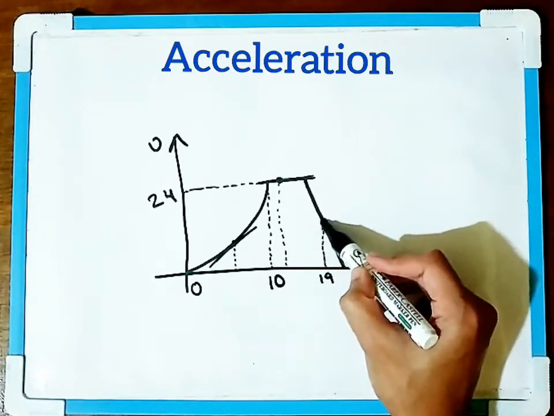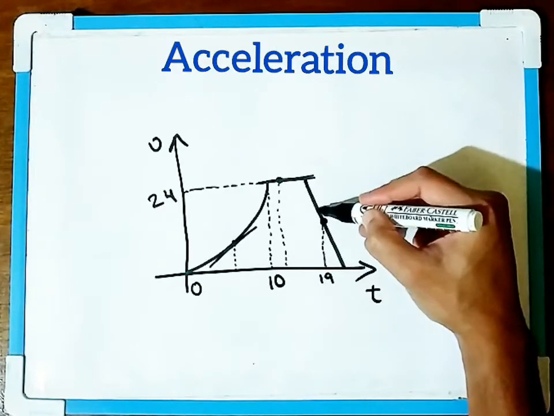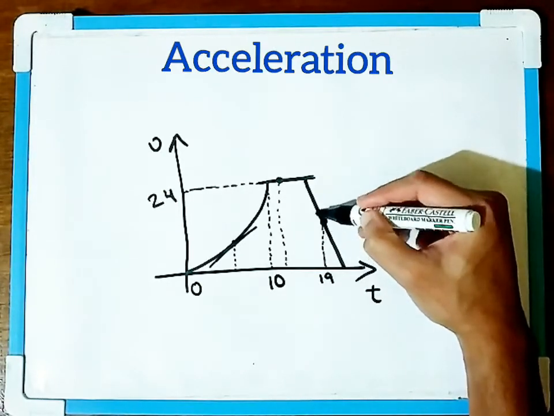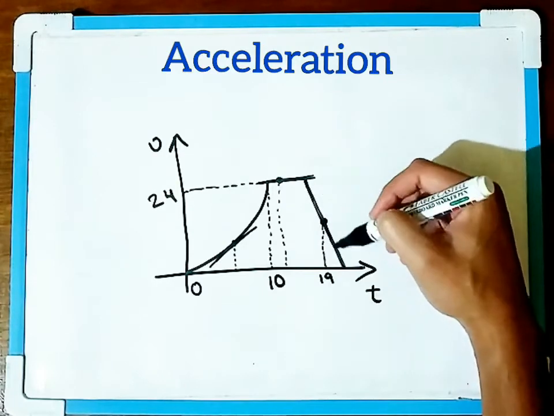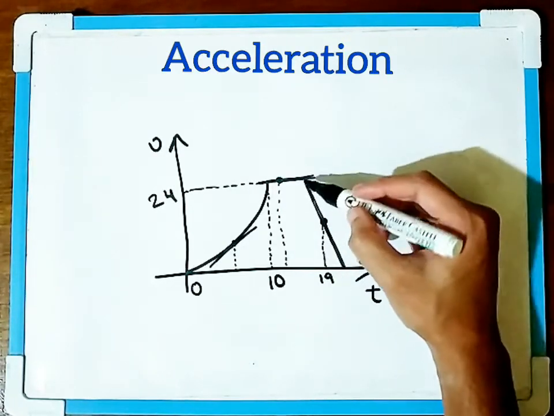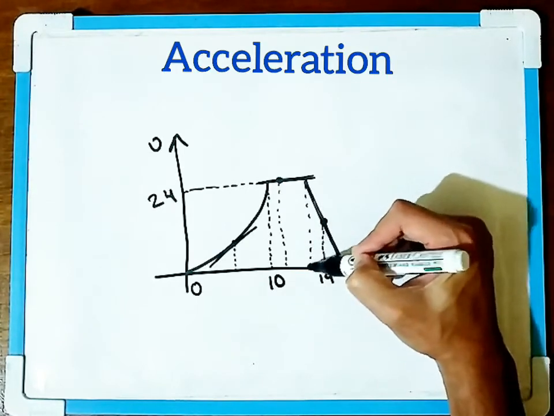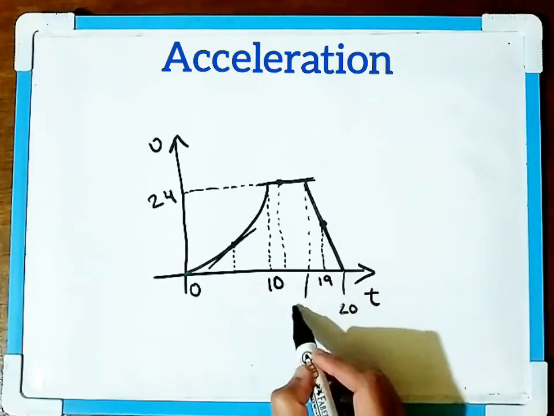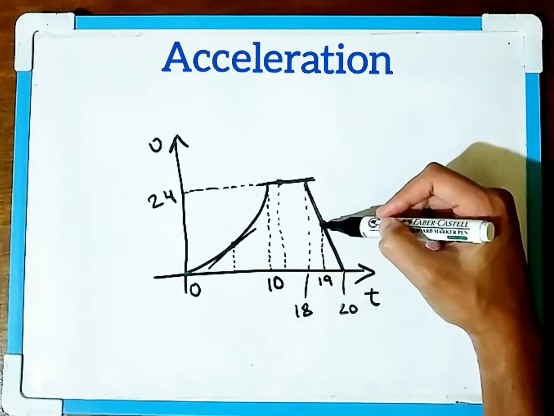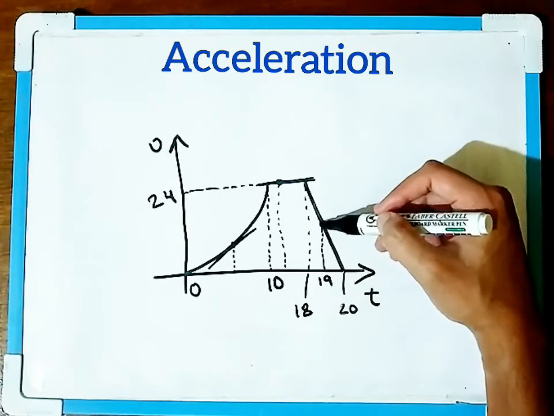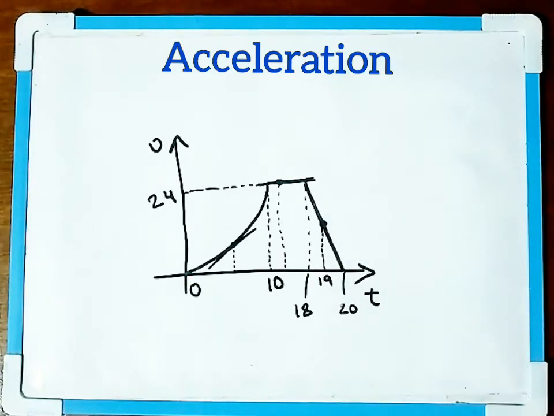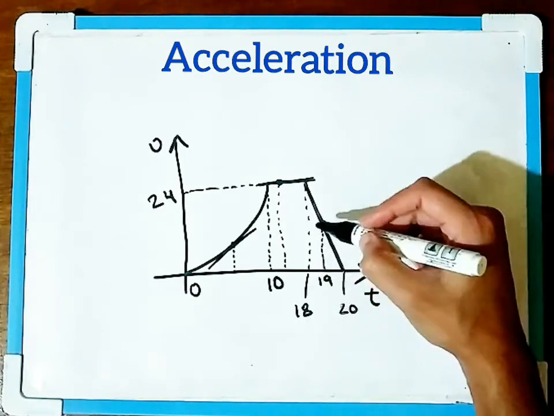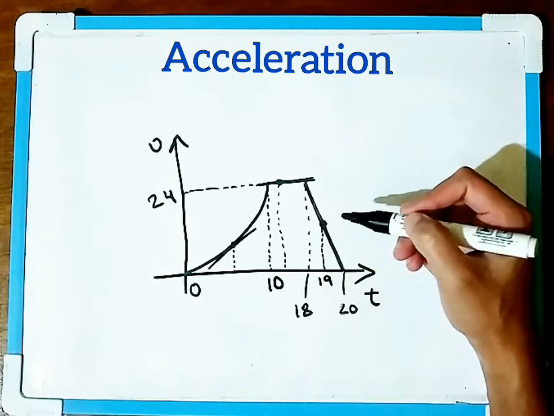Then again you have to draw a tangent, and as you can see, the tangent is along this velocity-time graph from this point, which is 18, and this point, which is 20. So we have this to be 18 and this to be 20, and here the acceleration at this point is actually equal to the average acceleration. As we have calculated earlier, the average acceleration is minus 12 meter per second square. So here also the instantaneous acceleration is minus 12 meter per second square.